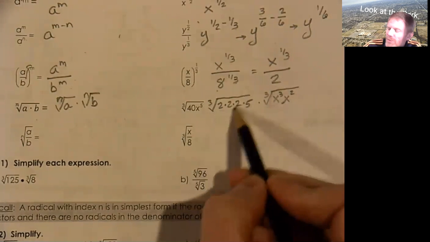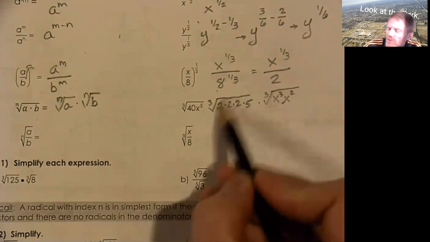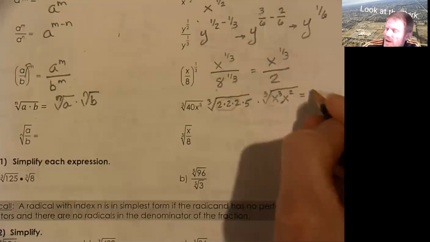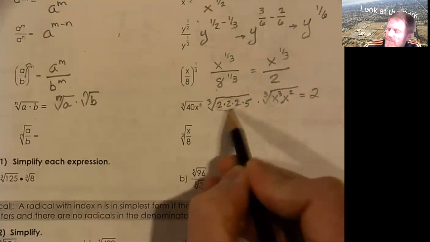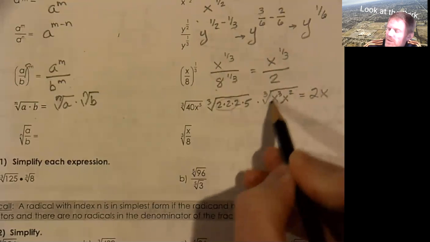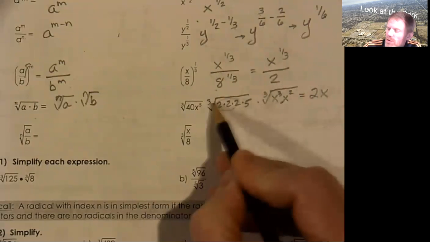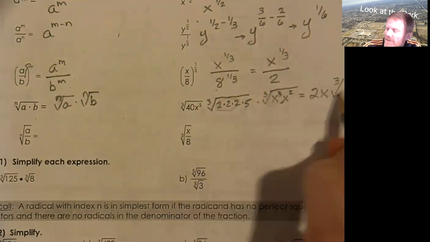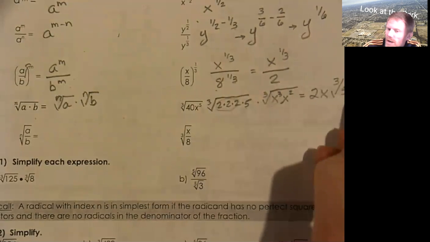We have a group of 3 of a kind, and that's what we're looking for with a cubed root. So we know we're going to have a 2 come out. We're going to have an x come out because we have 3 of a kind there. In the cubed root, we still have a 5 and an x squared.